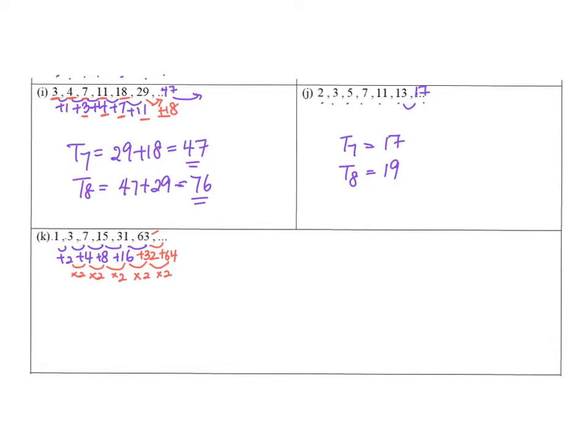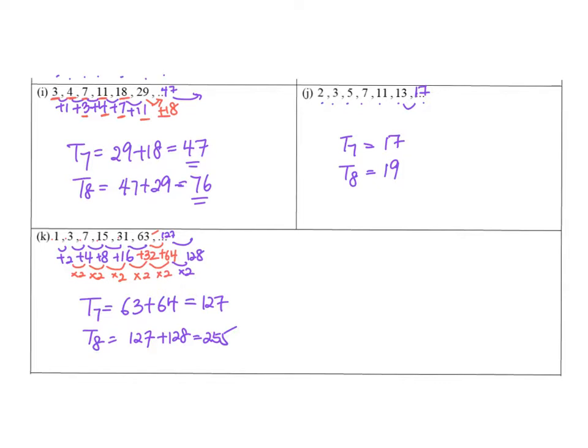So 1, 2, 3, 4, 5, 6, 7. Term 7 will be, taking 63, I add 64 to it. That gives 127. Then term 8 will now be 64 times 2 to give you 128. And therefore, from 127, we are going to add 128. And that gives me 255. Do you think that there can be another pattern to this sequence?